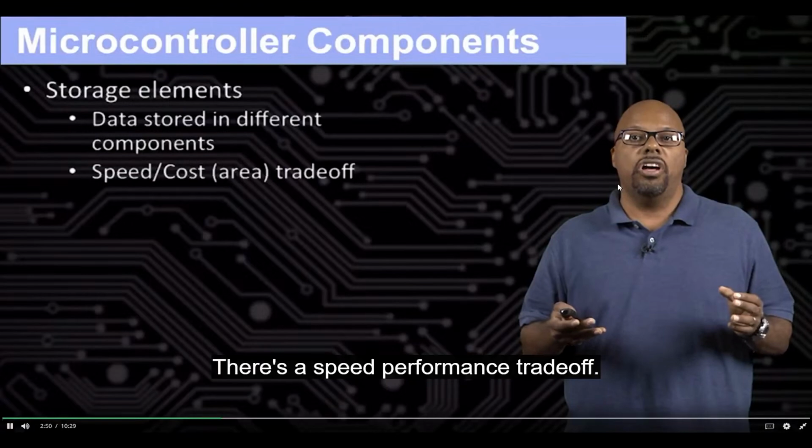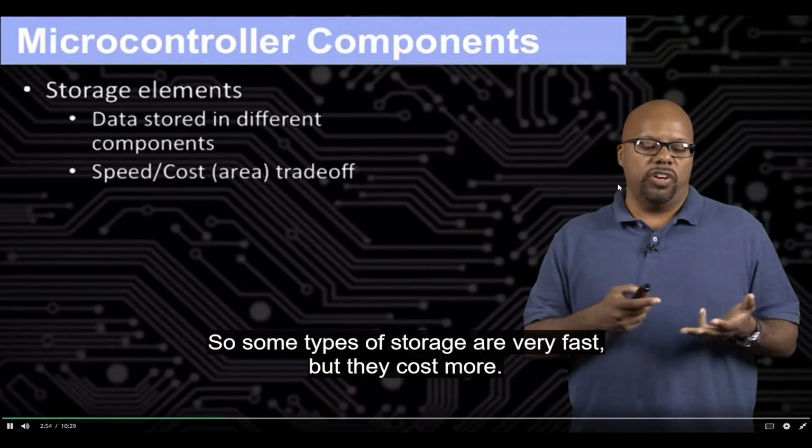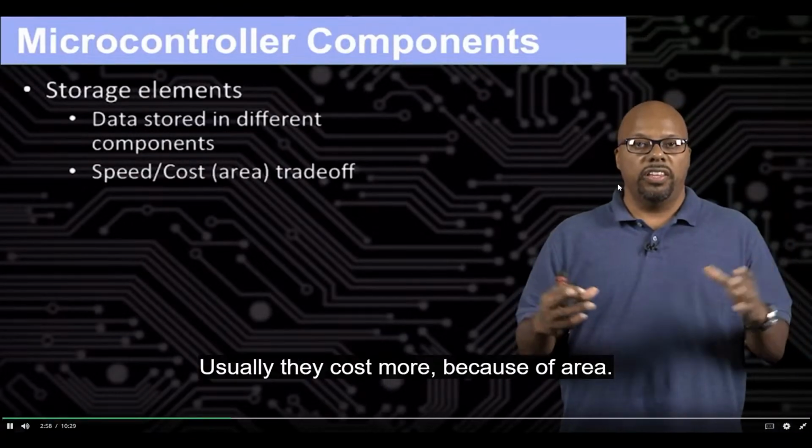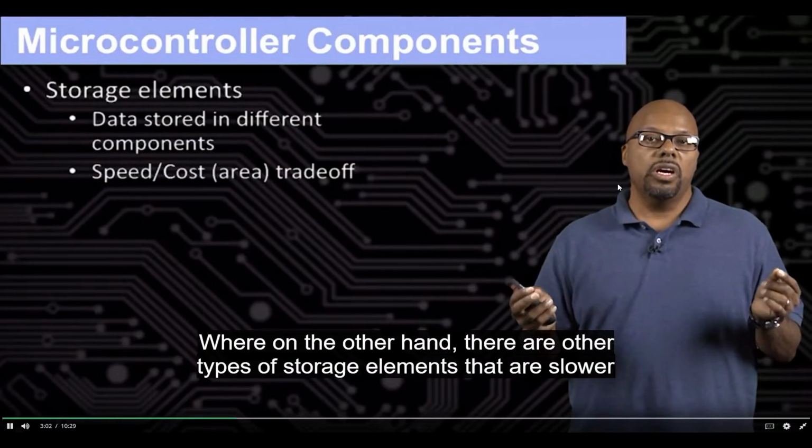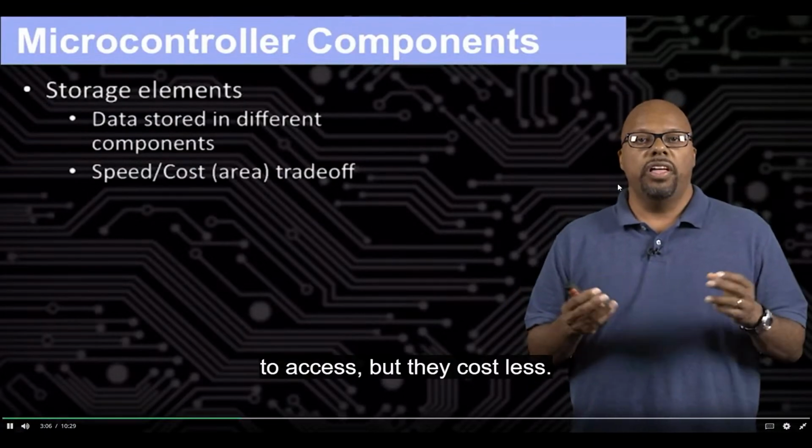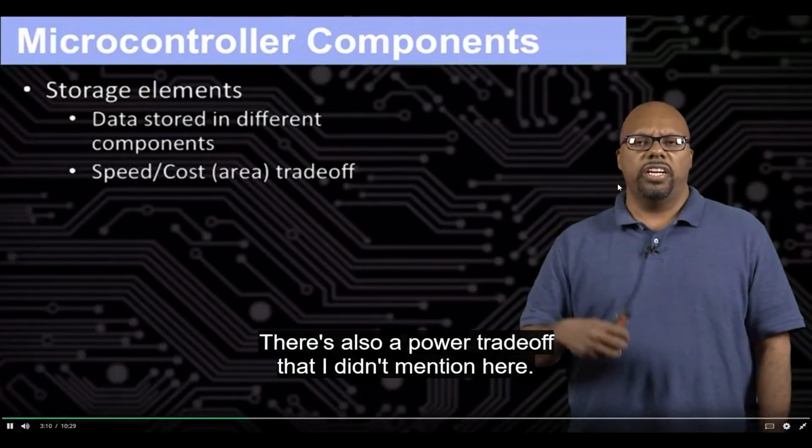There's a speed-performance trade-off. Some types of storage are very fast, but they cost more. Usually they cost more because of area. They take up a lot more area on the chip, so they cost more. Or on the other hand, there are other types of storage elements that are slower to access, but they cost less. They're much smaller on the chip. There's also a power trade-off that I didn't mention here.